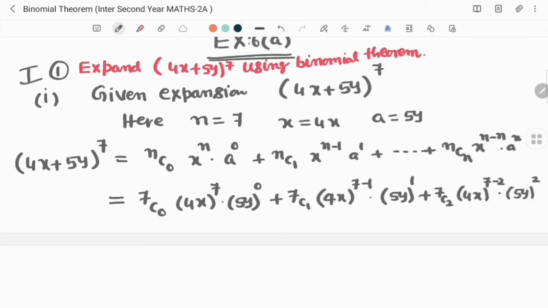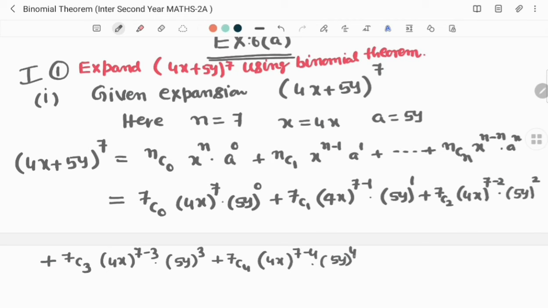+ 7C3 (4x)^(7-3) (5y)^3 + 7C4 (4x)^(7-4) (5y)^4 + 7C5 (4x)^(7-5) (5y)^5. Observe here, only 7 minus 5 will come here, and for the second term 5. Just I am telling you.